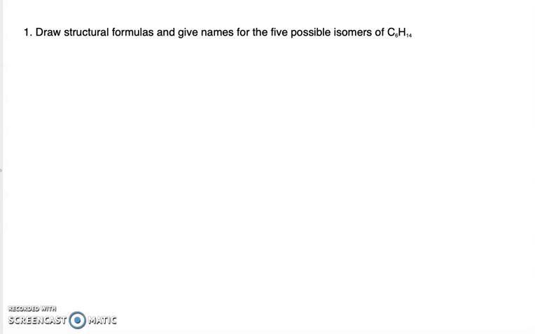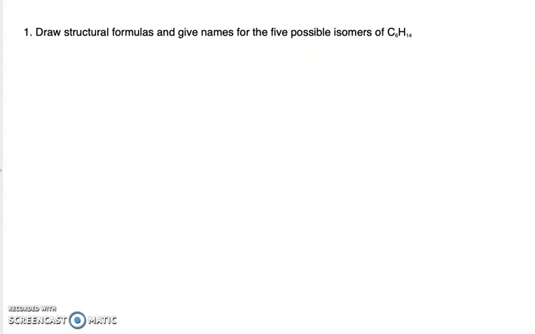Okay, so next thing is isomers. So isomers are things that have the same general formula, but that have different structures and different names. So when you see questions like this, they're going to give you a formula, right? So here, for example, we have C6H14. So this is the first question on your alkanes worksheet. And it asks you to draw a structural formula and give names for the 5 possible isomers.